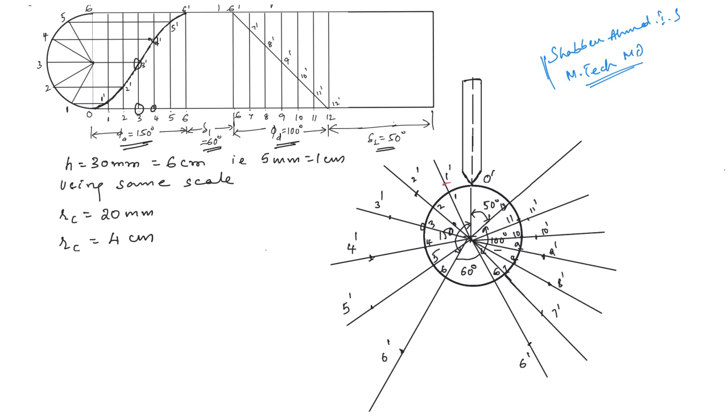So join these points, one there. Join the remaining points now from 7 there, from 8 there, and 11 dash, and then 12 dash. Okay, so this red line is the cam profile.